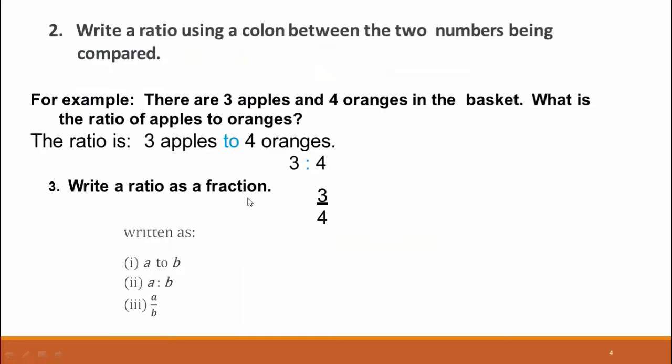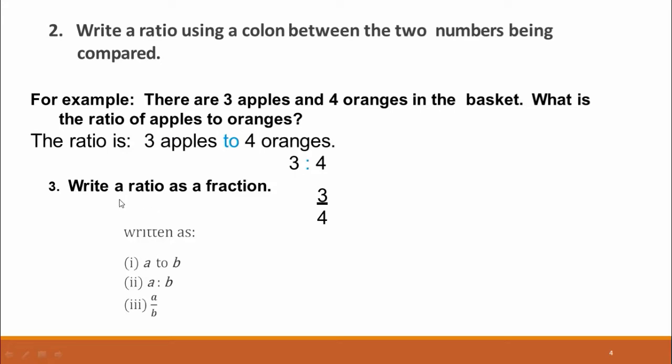And secondly, write a ratio using a colon between the two numbers being compared. For example, there are 3 apples and 4 oranges in the basket. What is the ratio of apples to oranges? We can write the ratio of apples to oranges as 3 apples to 4 oranges. So we can use this colon between these two quantities, 3 ratio 4. This symbol is called ratio between these two quantities.